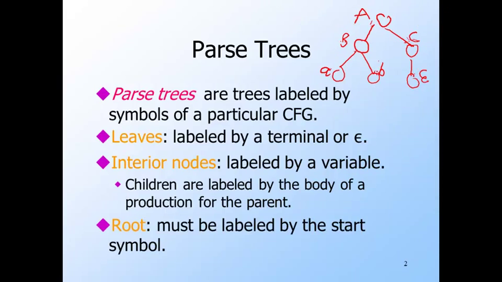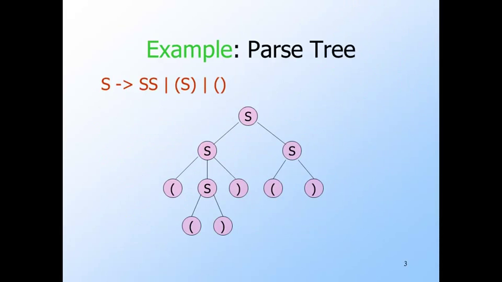The root must be labeled by the start symbol. In our example tree here, I'm going to have to guess that if this is the root, then A is in fact the start symbol. Here's a parse tree using the grammar for balanced parentheses that we discussed earlier. Notice how each interior node is labeled by a variable. It's here, here, here, and here. It must be S because that's the only variable we have.